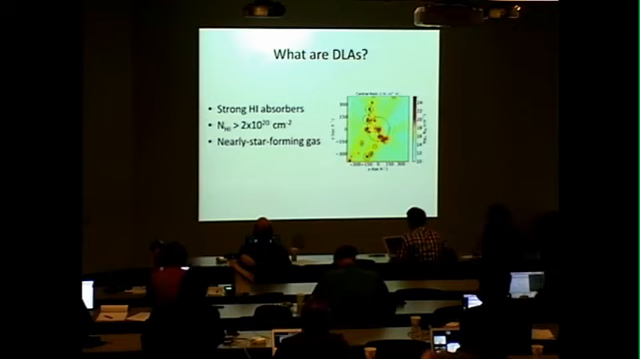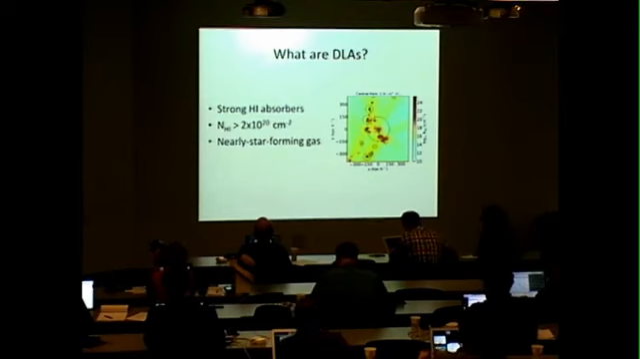These are very strong neutral hydrogen absorbers. They have a column density around 2 times 10 to the 20 atoms per centimeter squared. That's their definition. Their spatial density, in atoms per centimeter cubed, is about 1/10 of the star formation criterion. So these are nearly star-forming gas. They're dense and they're neutral, and they inhabit moderately sized galaxies. And here's a picture of one just there.